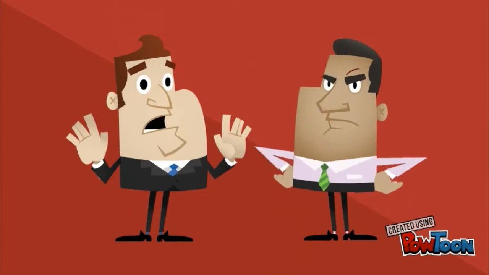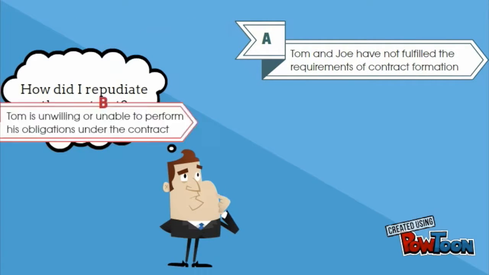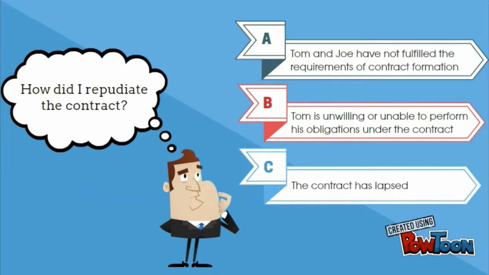Tom has just repudiated the contract. What do you think this means? A. Tom and Joe have not fulfilled the requirements of contract formation. B. Tom is unwilling or unable to perform his obligations under the contract. Or C. The contract has lapsed.